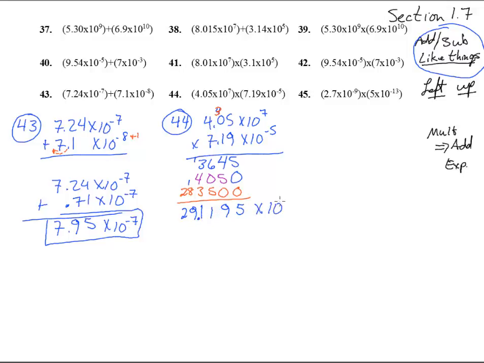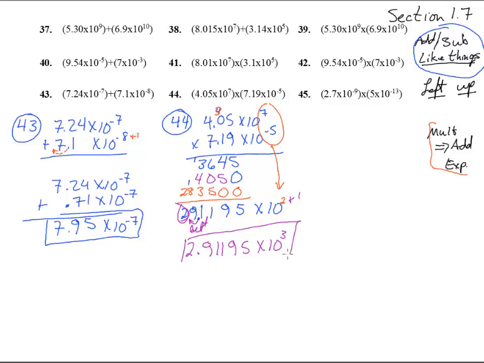29.1195 times 10 to the, and remember what we have here, multiplication, add exponents. So this guy comes down here, negative 5 plus a 7, that's a positive 2. So we need to put this now in official scientific notation, and that means we can only have one digit right there. So we've got to move this guy to the left, up. So we get 2.91195 times 10 to the 3rd power. That's the final result. Big problem there.